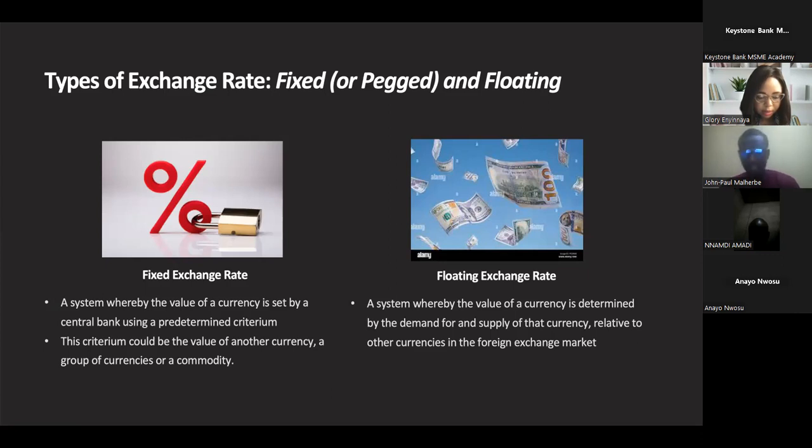Now, the other kind of exchange rate system is what you call a floating exchange rate, which is a system whereby the value of the currency is determined by the demand and supply of that currency in relation to another currency in the foreign exchange market. So basically, demand and supply will determine the value at which the Naira will exchange. The government removes the peg and says, okay, this is the real value of the currency. People have it. This is how much they will exchange for. And then the market determines the rate at which it will go.